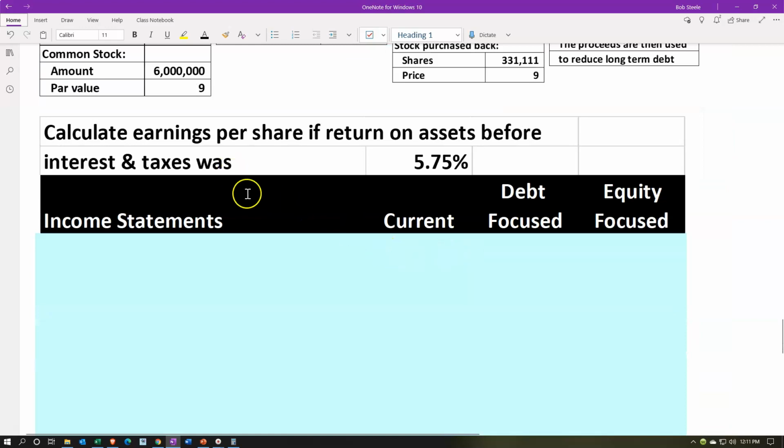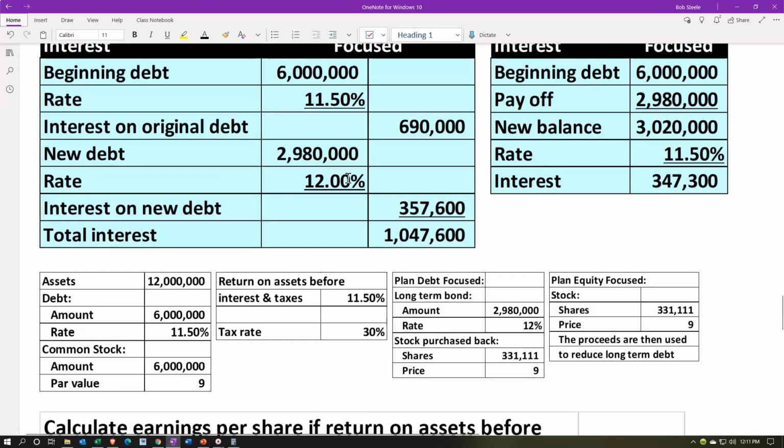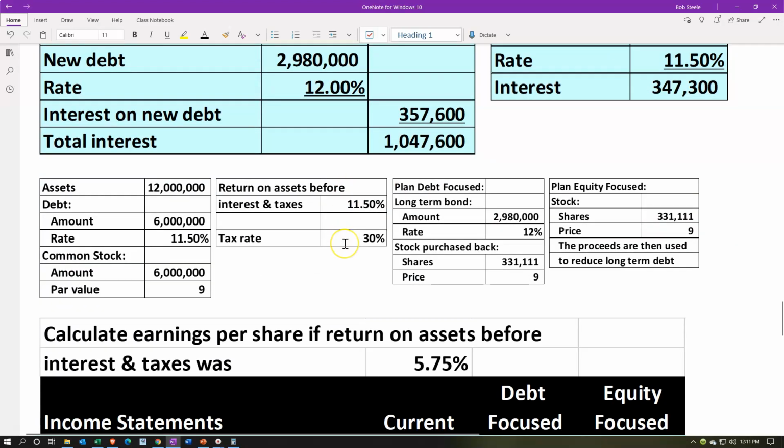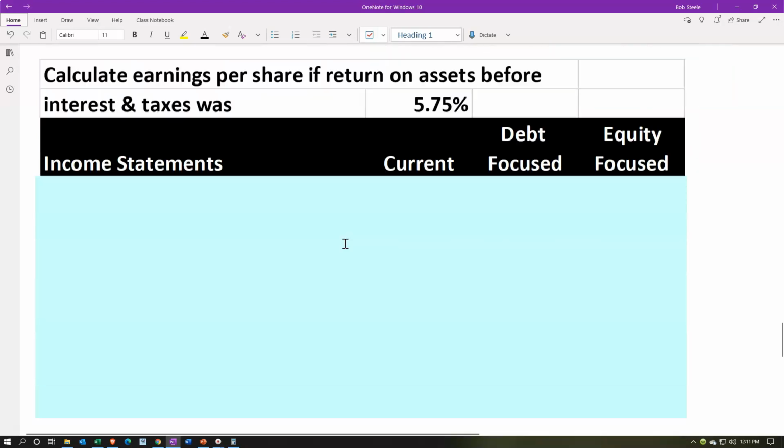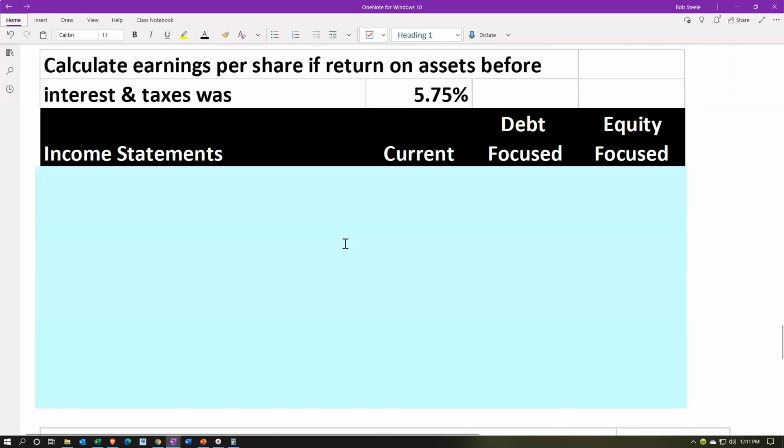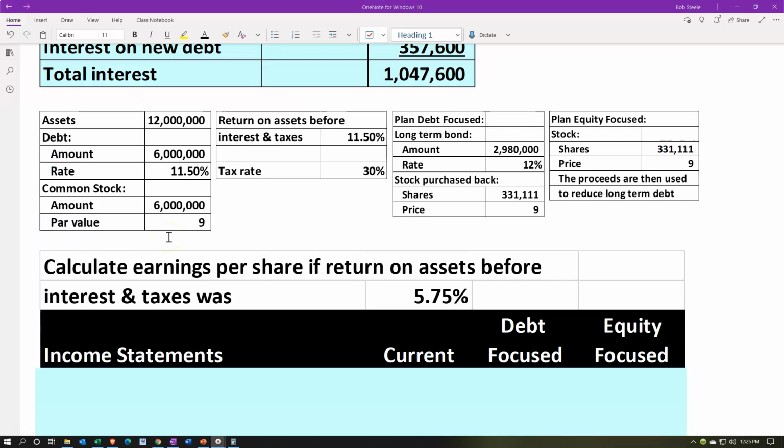Now we're going to calculate the earnings per share if the return on assets before interest and taxes was 5.75. So we're going to be lowering it now, because before the return was at 11.5. So now we have much less earnings or return on our assets. Before we work through the problem, let's think through what the possibilities will be here. We have the same amount of assets, but a lesser return. That's going to result in the earnings before interest and taxes being less.